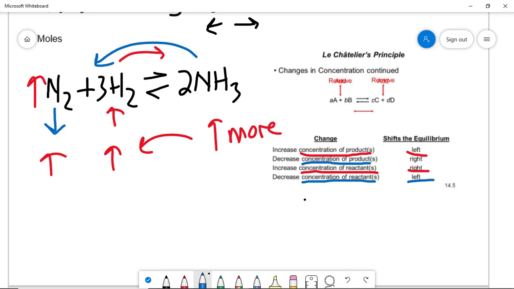Or if I decrease the concentration of my products, equilibrium is going to shift to the right to make more products. So again, you just need to think about excess and less. If I take stuff out, equilibrium is going to shift to make more of the stuff I removed. Or if I add more stuff into it, equilibrium is going to shift to get rid of that stuff in order to reestablish equilibrium. All right, let's move on.